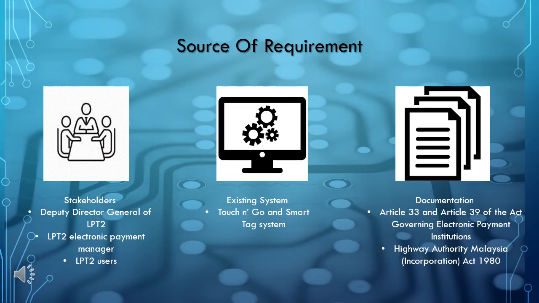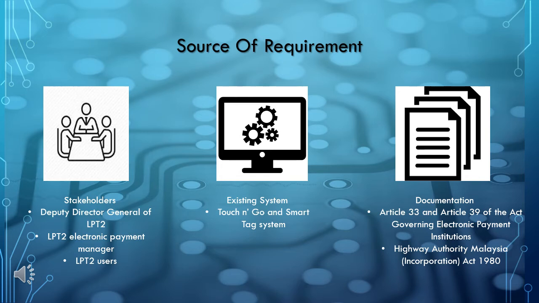Source of requirement. There are three types of source of requirement in our system. First is the stakeholders. Stakeholders play an important role in creating the toll gate payment app for the Android system. The stakeholders that are in charge of this system are the Deputy Director General, the toll's electronic payment manager, and the toll's user. Next is the existing system.